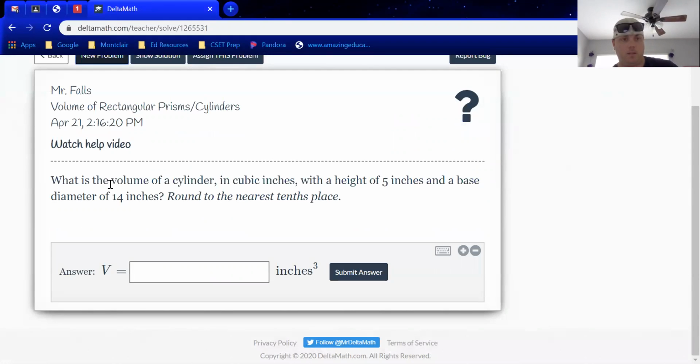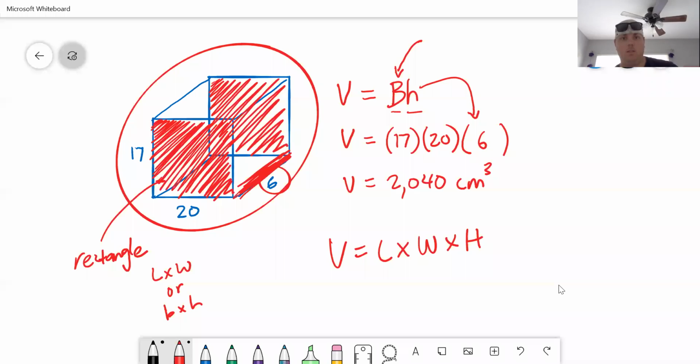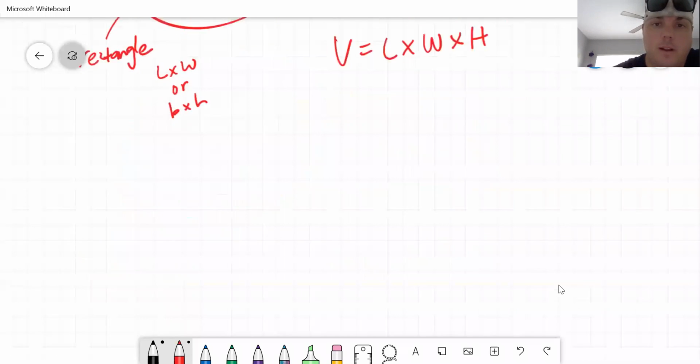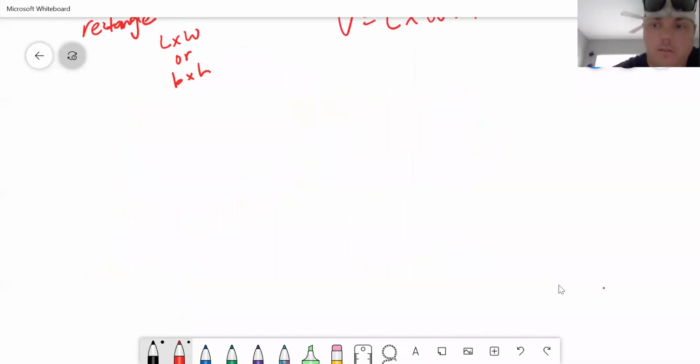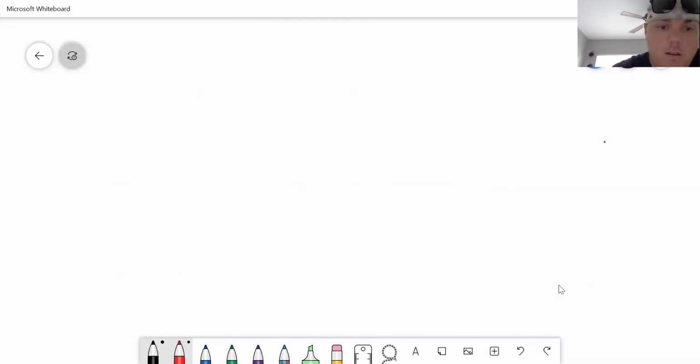Let's find some extra space. It says, what's the volume of the cylinder in cubic inches? It's got a height of 5 and a diameter of 14. Height 5, diameter 14. Okay. So let's go back to my whiteboard here. Let's find some new space here. All right, so let's draw kind of a cylinder here.